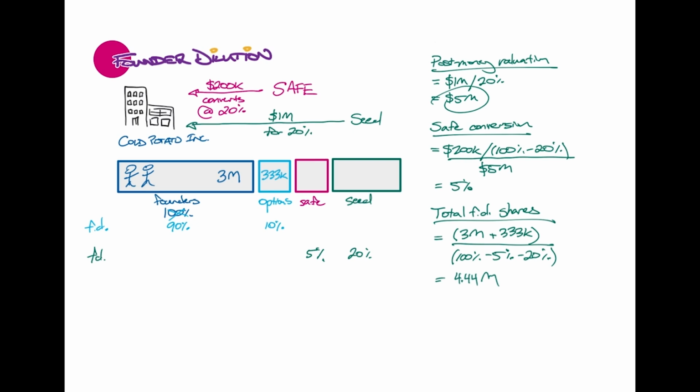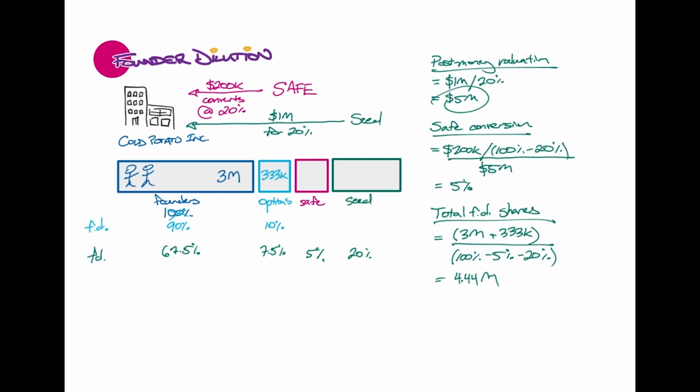With the total fully diluted shares, we can easily calculate the price per share by dividing the post-money valuation of $5 million by the 4.4 million shares for a price per share of approximately $1.14. However, the more important thing for our diagram here is the fully diluted ownership percentages. The founders still hold 3 million shares, but those shares now only represent 67.5% of the total fully diluted shares. Likewise with the options, their stake will have fallen to 7.5% of the fully diluted shares.